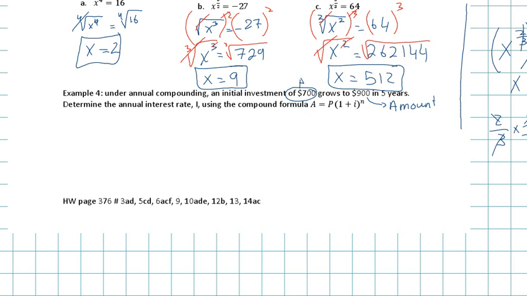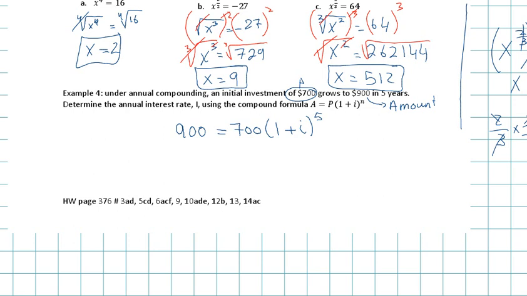And I'm solving for I. So let's plug everything in. A is 900 equals 700 times 1 plus I to the power of 5. We're solving for I, so this is where I need your help. How can I solve for I? 900 minus 700? Be careful. We do the bracket first. I want to isolate for I.